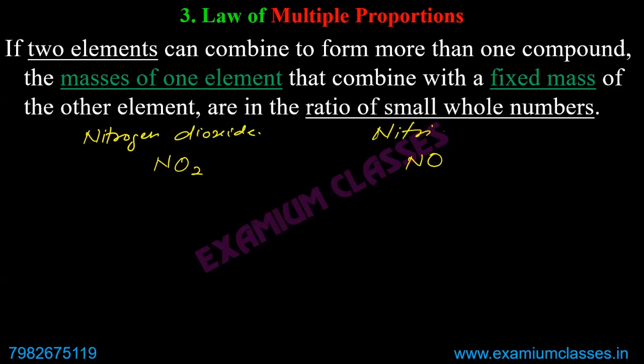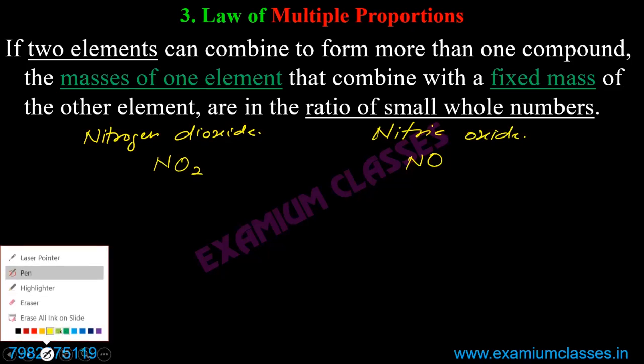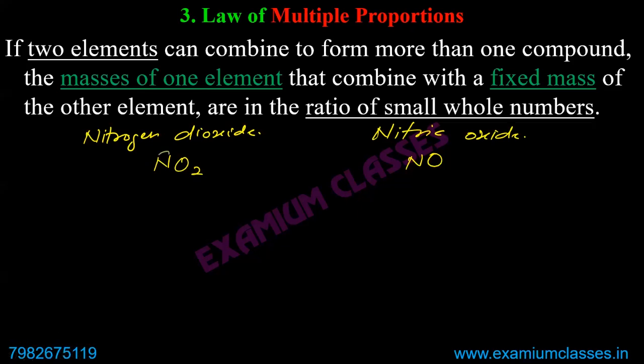And this is nitric oxide. Both are made of nitrogen and oxygen. This rule says if you have a fixed amount of any one, suppose for simplicity, here nitrogen seems to be equal, these are just one, means this is just 14 gram. If I say just 1 mole, suppose I'm considering 1 mole, and here also I'm considering 1 mole.